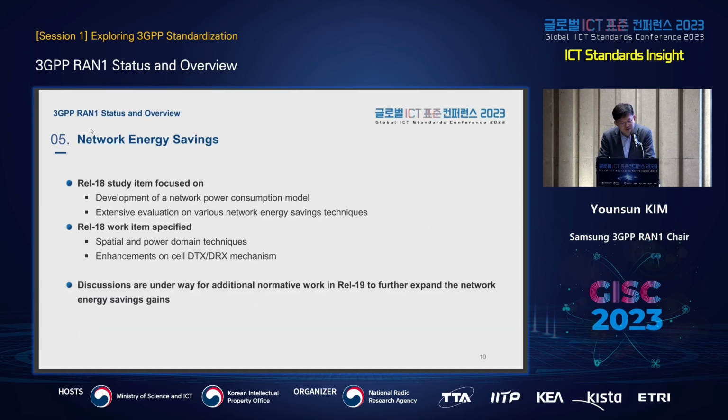And during the course of release 18, we first developed the network power consumption model, and then we did an extensive evaluation on different kind of network energy saving techniques in the spatial domain, which is basically in the antenna domain, in the power domain, which is basically trying to lower the power level, in the time domain, in the frequency domain, a lot of different areas. In the end, given the limited time that we had in release 18 and the priorities and the benefits that we saw, we decided to have support for spatial and power domain techniques and also enhancements on cell DTX and DRX. And again, this is another item that I'm pretty sure that there will be additional enhancements in release 19.